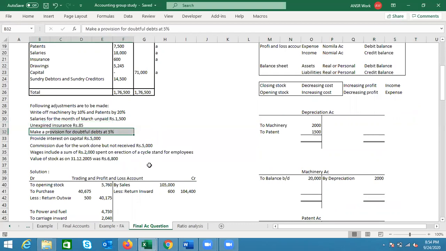Let's go to make provision for doubtful debts of 5%. Now we are making a provision. If you remember, the entry was bad debt account debit to provision for doubtful debts account. So the entry was bad debt account debit to provision. The reason was that bad debt is an expense that is happening.